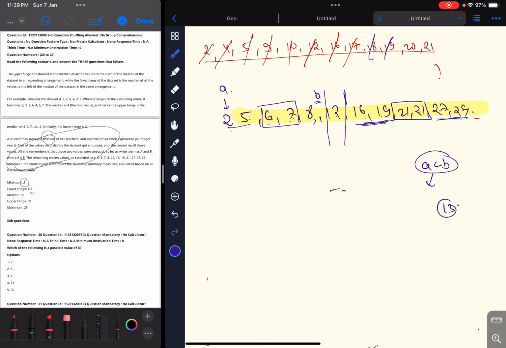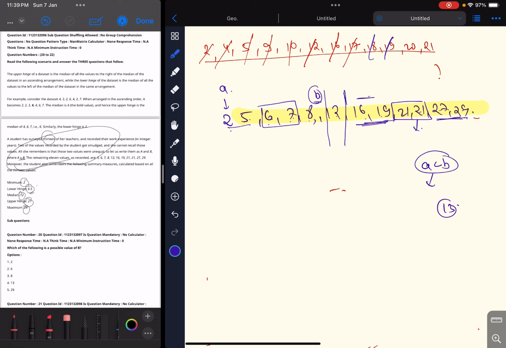Now the sum of these two values divided by 2 will give us the upper hinge, okay, that is 21. Absolutely correct, we're getting 21, okay. So which means that b has to be over here, okay, first of all. Maximum is 29, this is also satisfied, median is 12, satisfied, lower hinge is 6.5, okay.